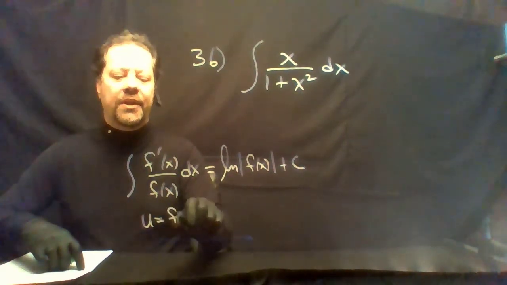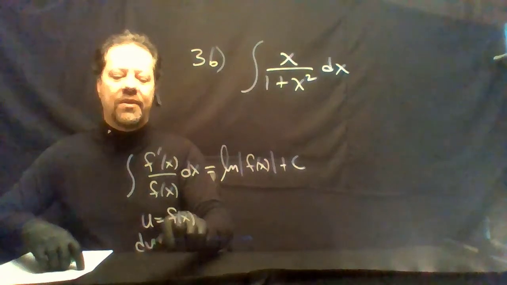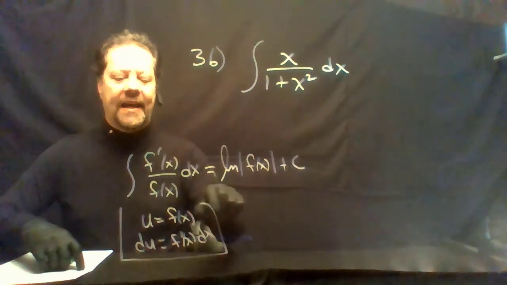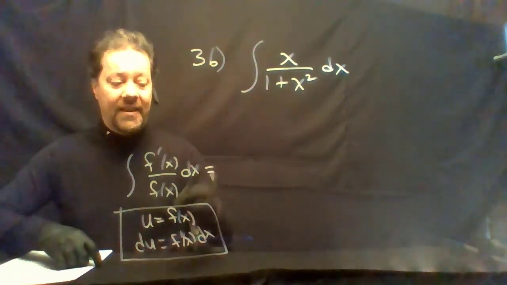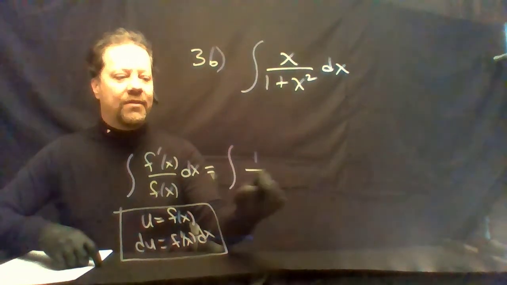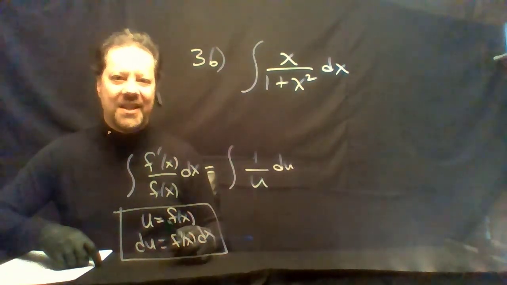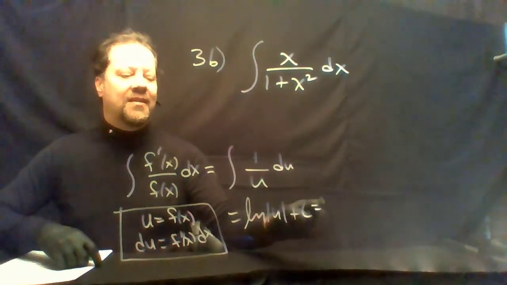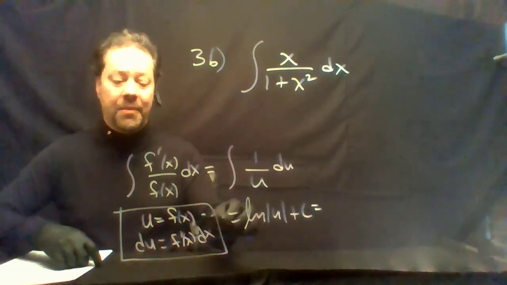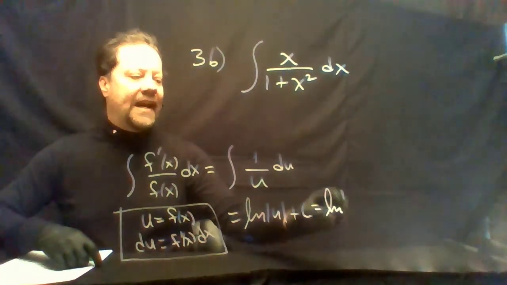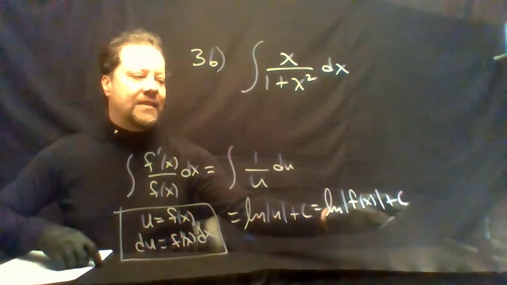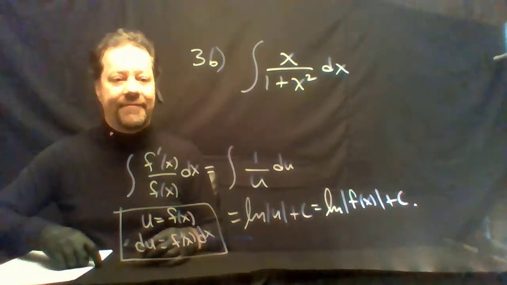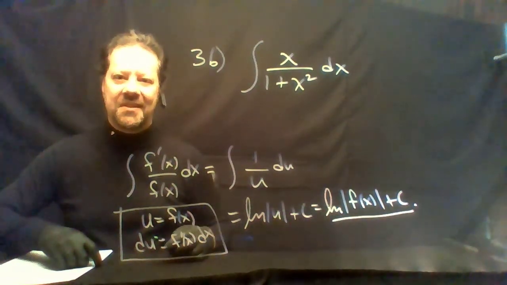We can do a u substitution. u equals f of x, in which case du will be f prime of x dx. Encapsulate that and put it in a little box. The integral is then transformed as the integral of 1 over u times du. Well, that's the log of the absolute value of u plus c, but you can't stop there. You have to substitute back for x. That gives you log absolute value of f of x plus c. Anytime you see an integrand of the form f prime over f, you can jump directly to this answer.